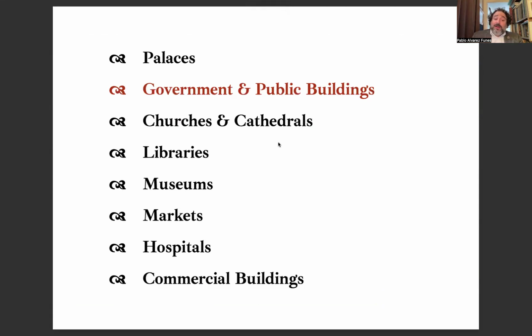Any questions so far about the facades of the palaces? No? Okay, let's continue.